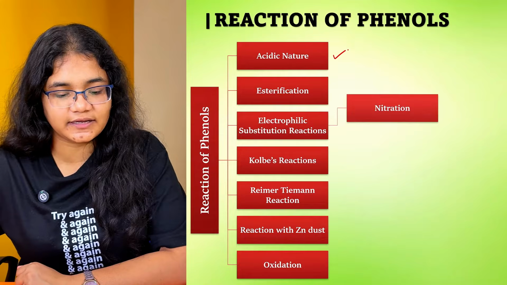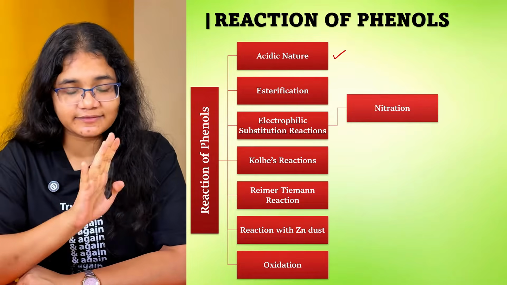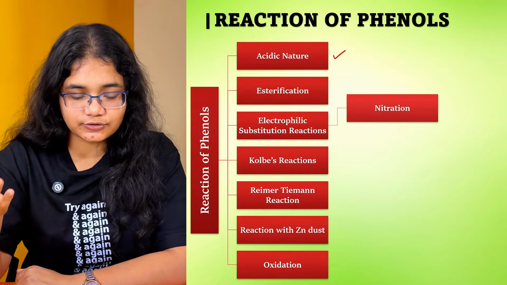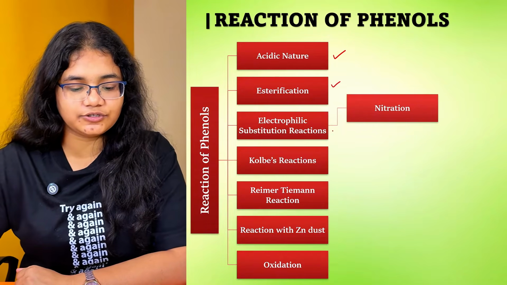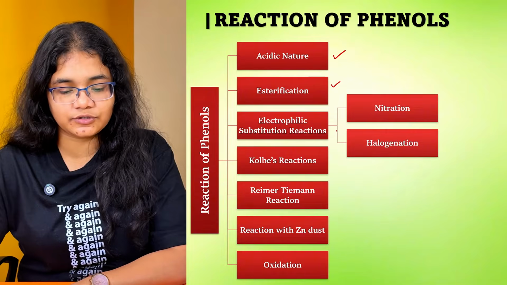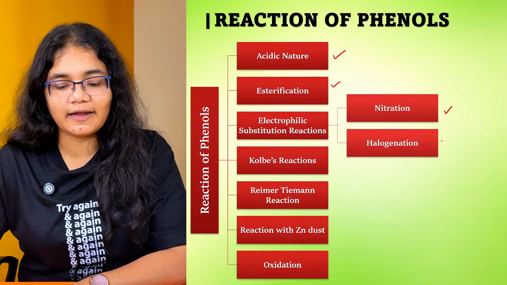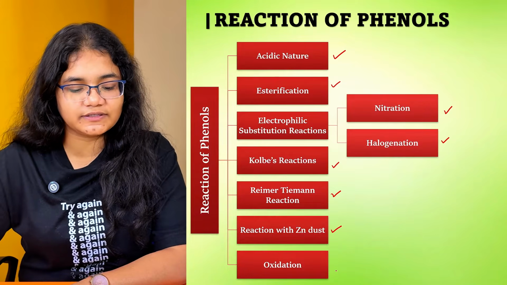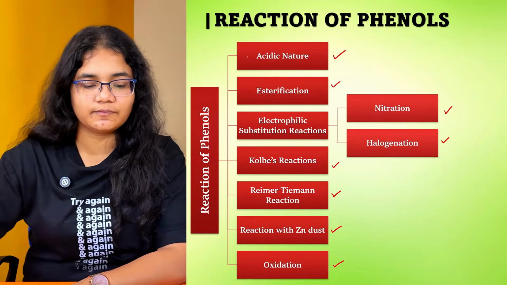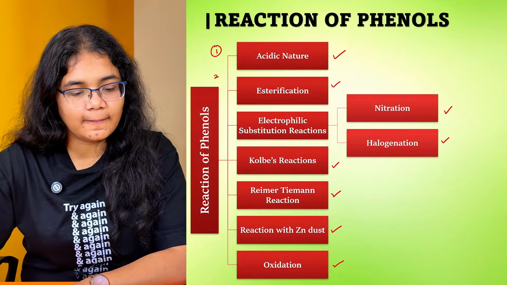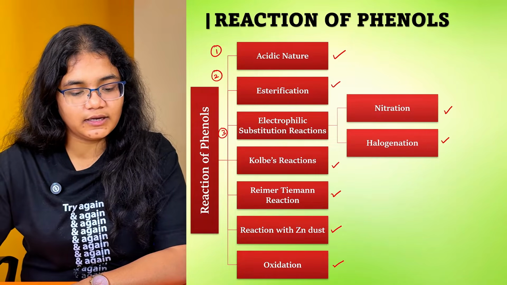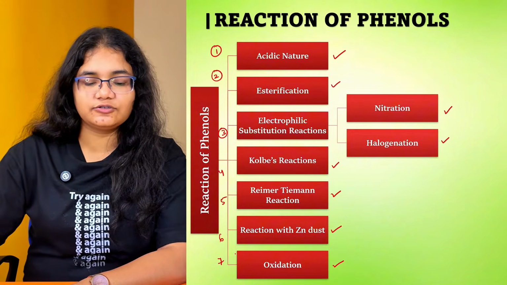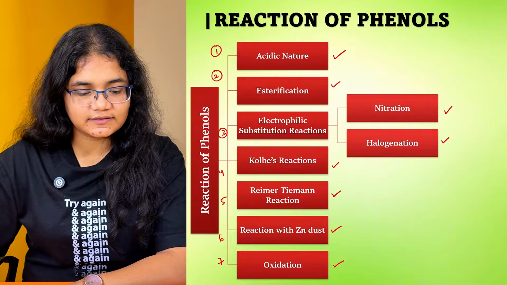So for phenols, we have these reactions. The first one is acidic nature, about which we will discuss later. I have skipped the acidic nature so that I can discuss it for phenols and alcohols together. Next, we will talk about esterification. Then we'll talk about electrophilic substitution reaction, where we will talk about nitration and halogenation, then Kolbe's reaction, Reimer-Tiemann reaction, reaction with zinc dust, and then oxidation reaction. So how many reactions do we have? 1, 2, then 3, 4, 5, 6 and 7 reactions we will study. Okay, so let us start here.